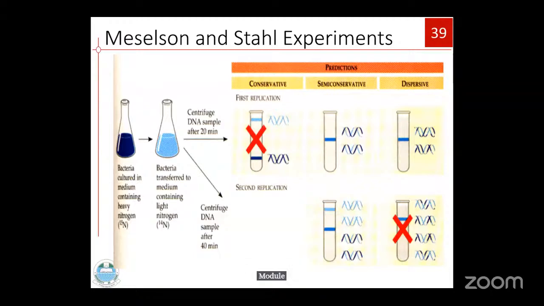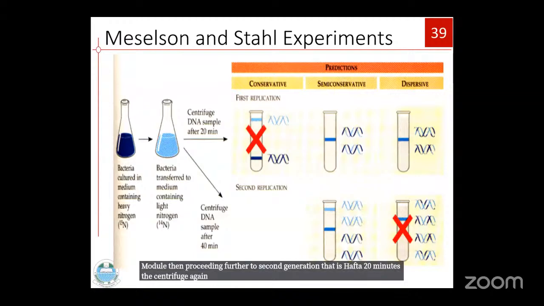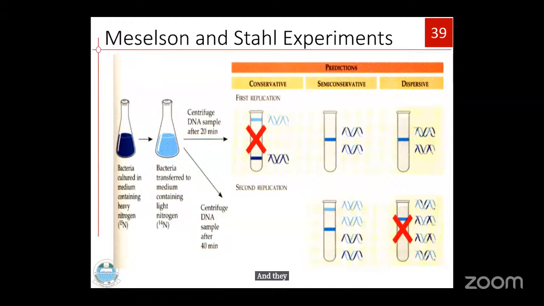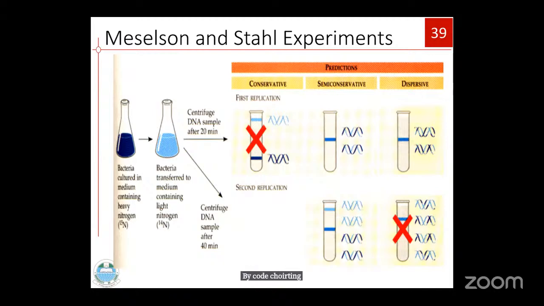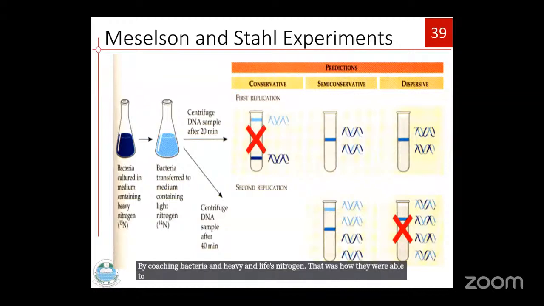Then proceeding further to the second generation, that is after 20 minutes, they centrifuged again and observed their results. They used that to eliminate the dispersive model. Then they were able to prove that DNA replication follows the semi-conservative model, by culturing bacteria in heavy and light nitrogen. That was how they were able to determine which model DNA replication actually follows.